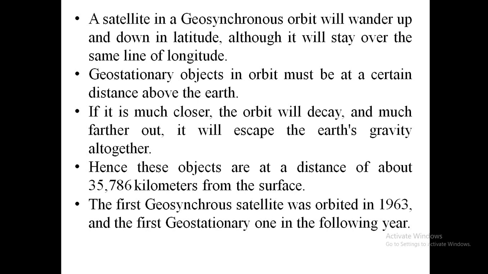If it is very much closer to the Earth, then the orbit will decay due to the Earth's gravity, and if it is very much farther away from the Earth, it will escape the gravity altogether. Hence, these objects are positioned at a distance of about 35,786 kilometers from the surface. The first geostationary satellite was orbited in 1963.